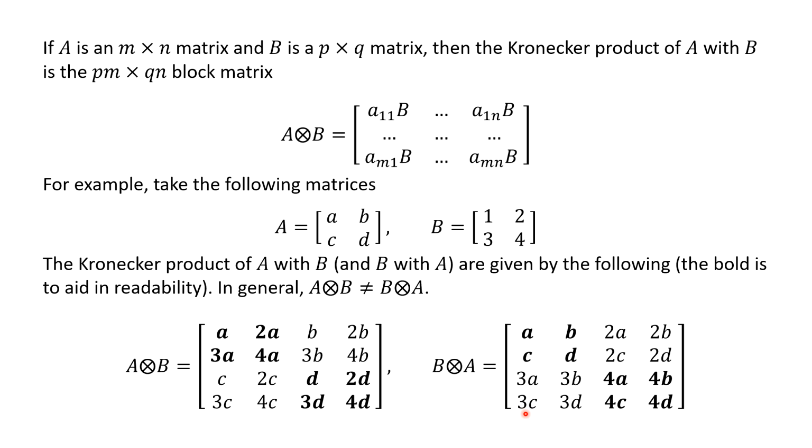The one thing I want to point out is that the entries in here appear in the entries here in general. So it's basically a permutation. B Kronecker product A has the same entries as A Kronecker product B, but they're permuted. And I'll talk more about that on the next slide.